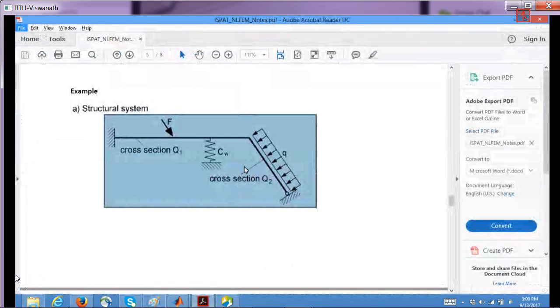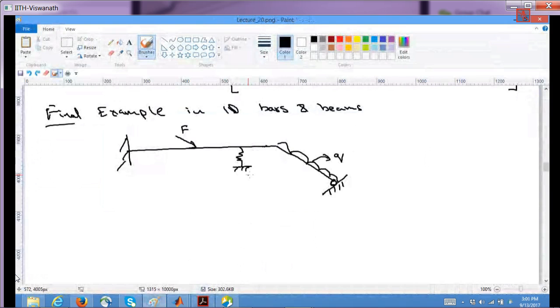So now, what would be the best discretization that one can use to solve it in the finite element solution? So let us think about the mesh.